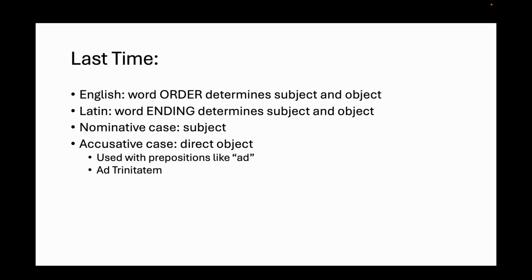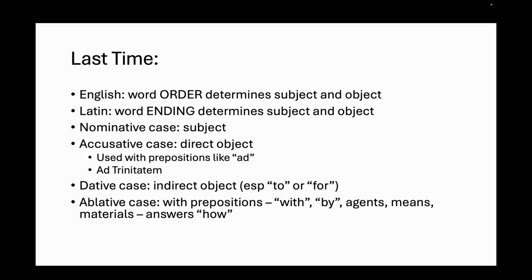For the direct object, we use the accusative case, and that's often, but not always, used with prepositions like ad, which means to, as in ad trinitatem. The dative case is for the indirect object, and the indirect object is what receives the direct object. It's often translated with English prepositions like to or for, but in Latin, the dative case doesn't ever take a preposition. The ablative case, however, is often used with prepositions. And the ablative case is used to signify the agents or means or materials by which an action is done.